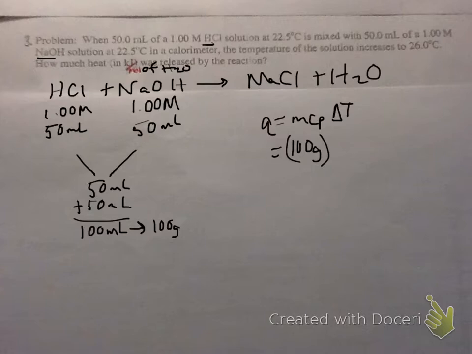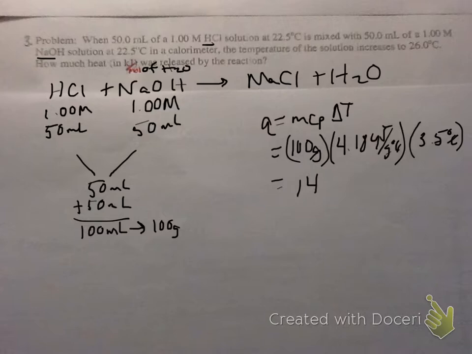specific heat, and because these are dilute solutions, we can use the specific heat of water, joules per gram degrees C. Now both of these started out at 22.5 degrees C, and then they ended up at 26. So that's a temperature change of 3.5 degrees C. Work out this problem, and I end up with 3 sig figs, 1460 joules, which if we convert to kilojoules, just moving that decimal place over, I got 1.46 kilojoules.